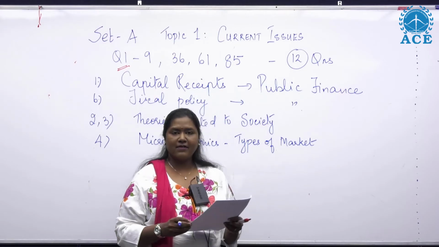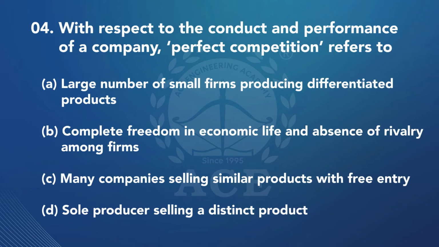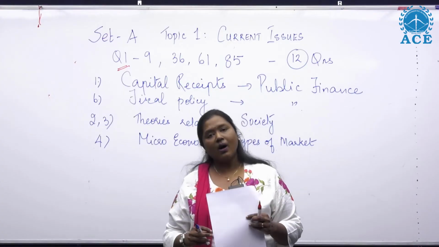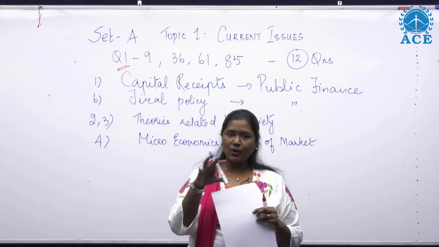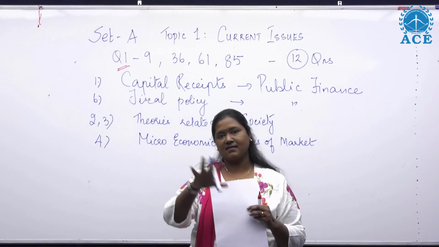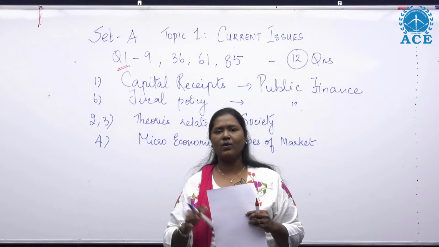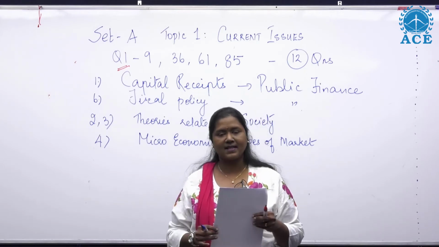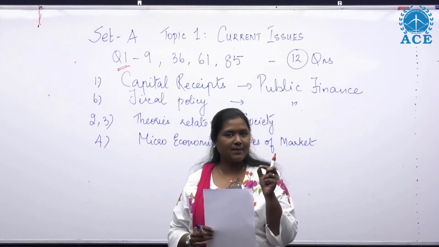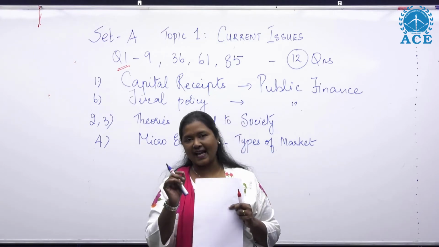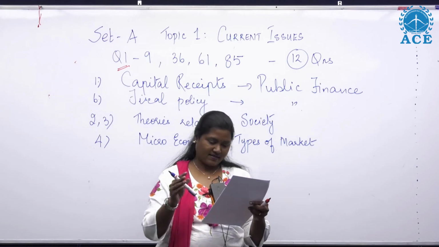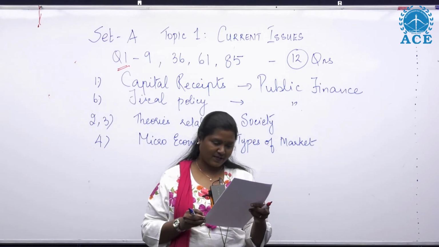So what is a perfect competition? Monopoly is only one player in the market, right? There is only one seller and many buyers. Duopoly, only two sellers. Oligopoly, you have a group of sellers who dominate the market. What is perfect competition? Many sellers and many buyers. That's perfect competition. And the point under perfect competition which actually plays an important role is the pricing, right.